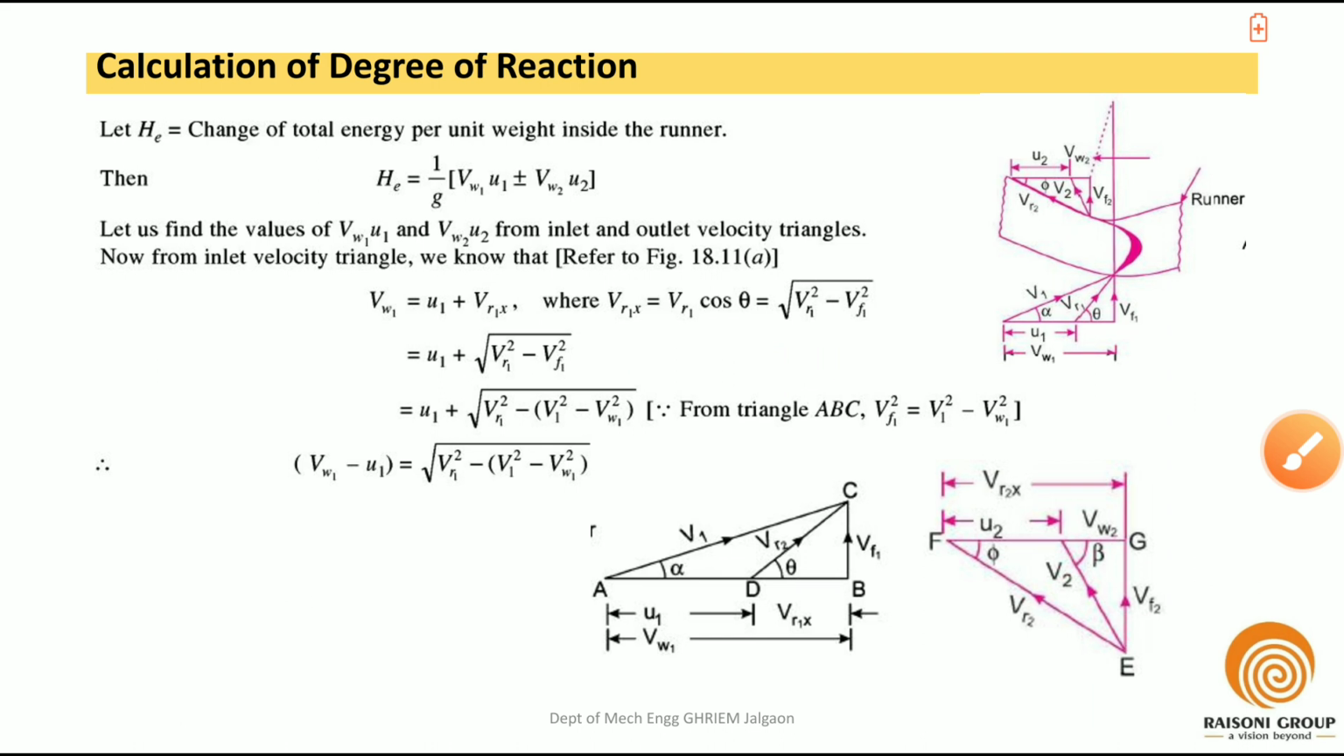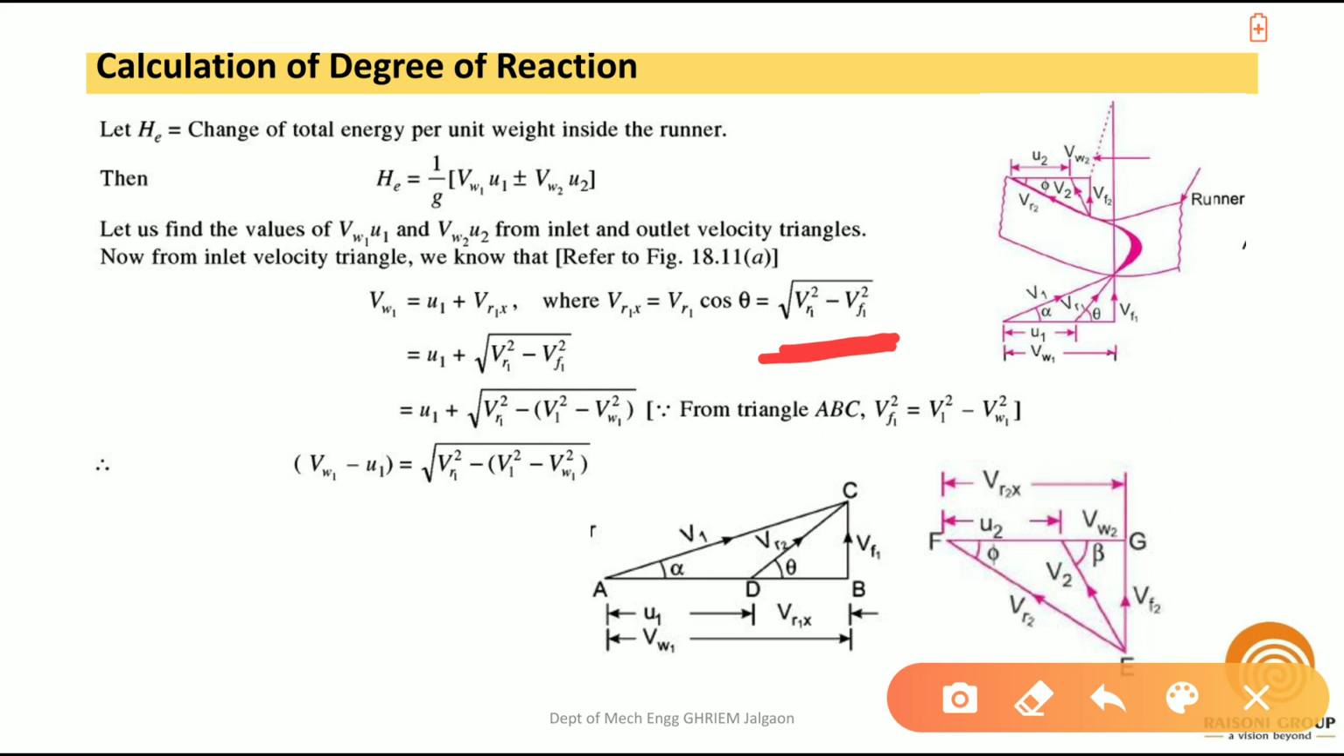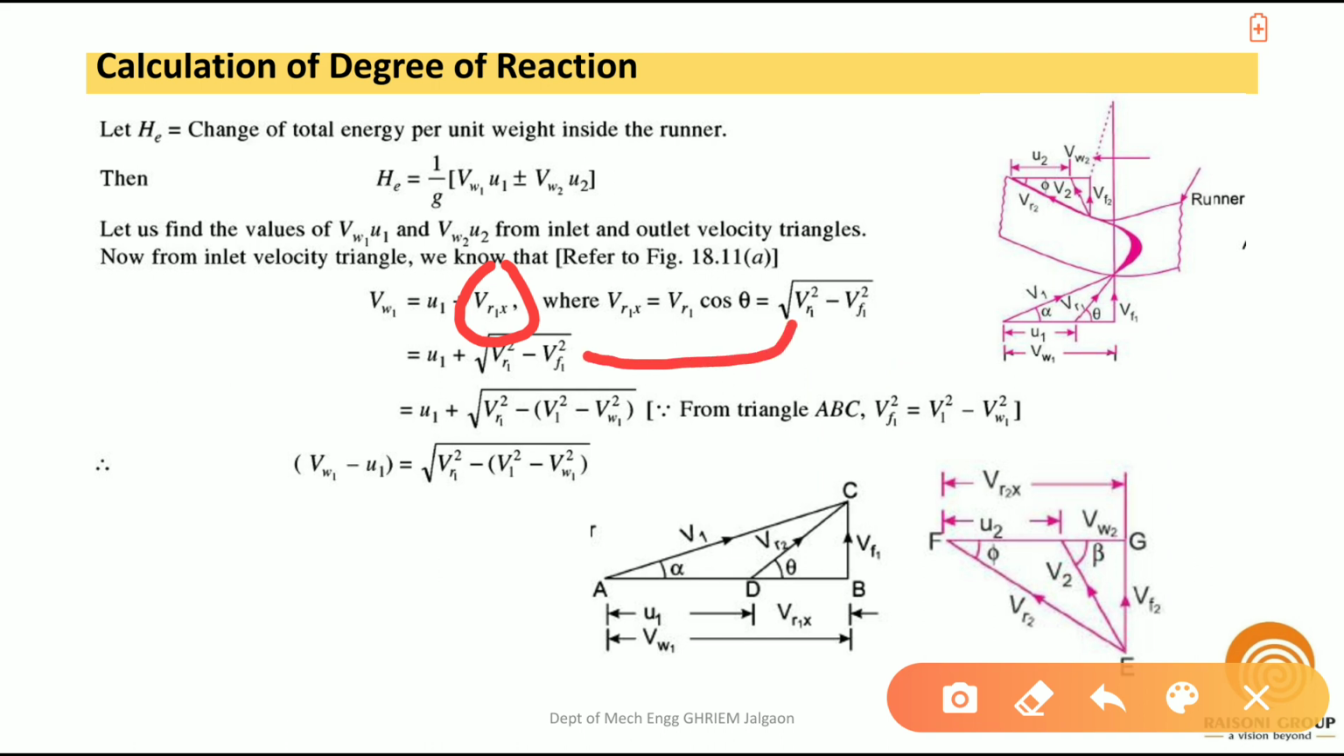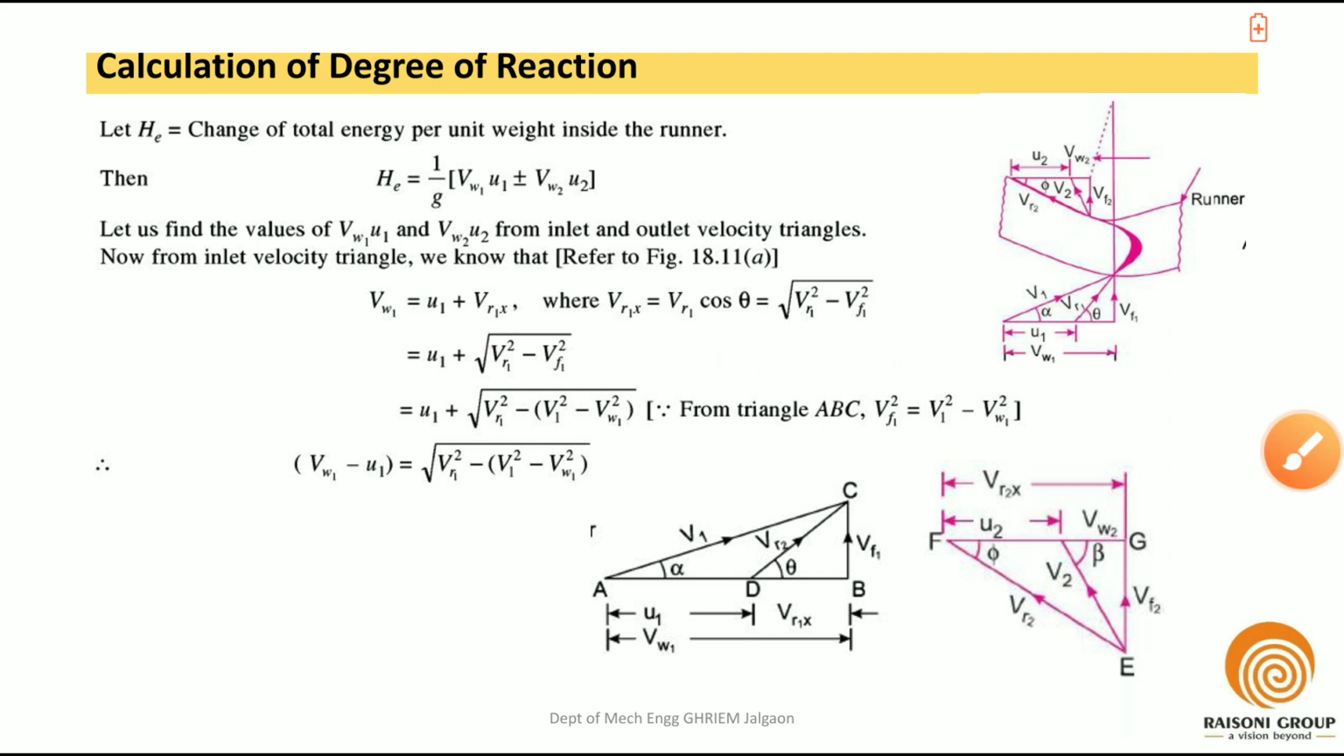Similarly, its value we can calculate by Pythagoras theorem from this triangle CDB. From this triangle we can calculate Vr1x is equal to under root of Vr1 square minus Vf1 square. So when we take this hypotenuse square minus this side square, and its under root will be equal to this Vr1x. So by substituting the value of this Vr1x here, we will get Vw1 is equal to U1 plus under root of Vr1 square minus Vf1 square.